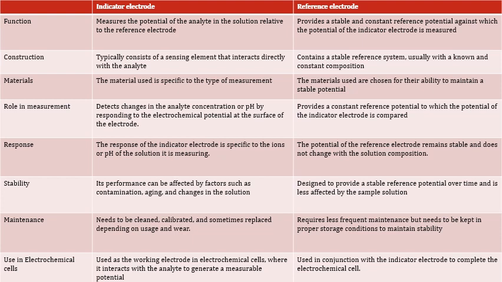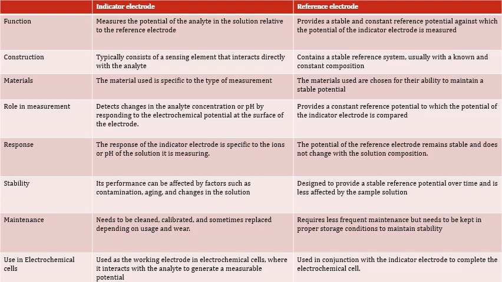The role in measurement. Well, the indicator electrode detects change in the analyte concentration or the pH by responding to the electrochemical potential at the surface of the electrode. The potential change is used to determine the concentration of the analyte. The response of the indicator is specific to the ions or pH of the solution it is measuring.